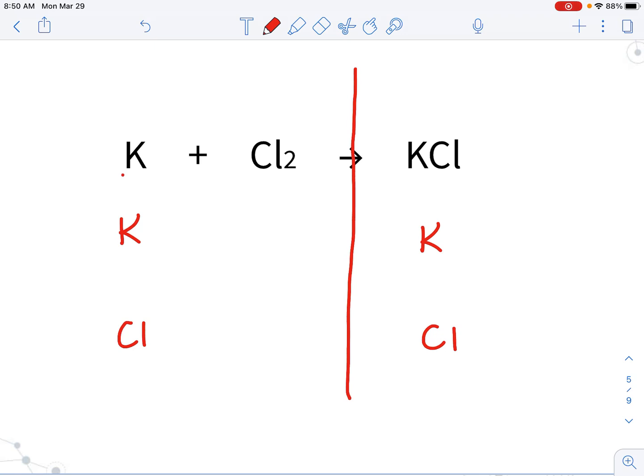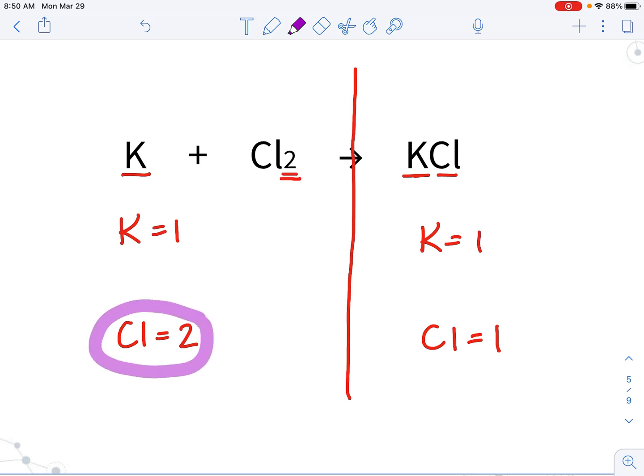If I look at potassium, there's no subscript, so I assume 1. If I look at chlorine, it has 2 atoms of chlorine in that molecule. If I come over to my right-hand side, there's no subscript, so I assume 1. If I look at chlorine, no subscript, I assume 1. When I see this, I should notice that on the left-hand side, there are 2 chlorine atoms, and on the right-hand side, there's only 1, which means somehow I lost matter.